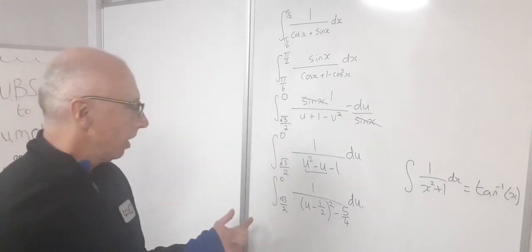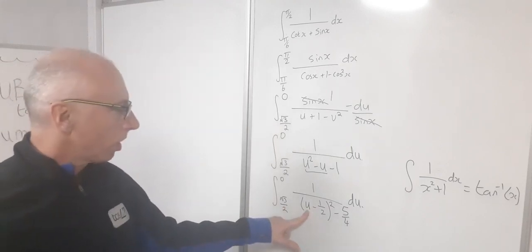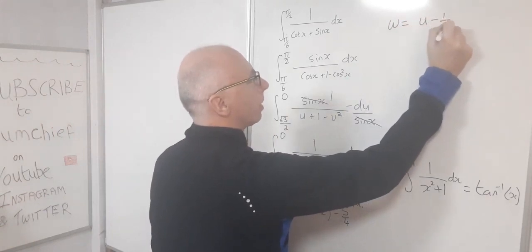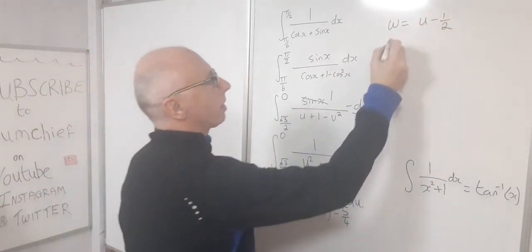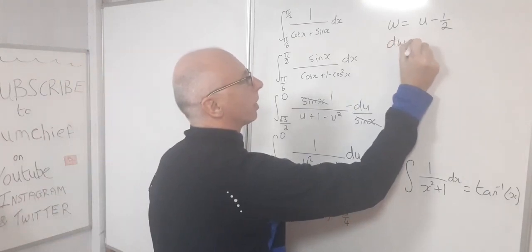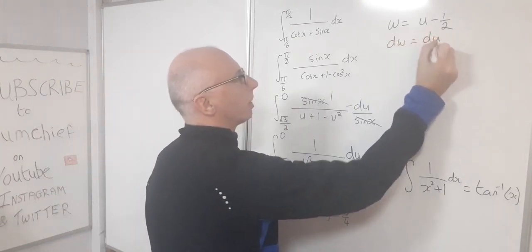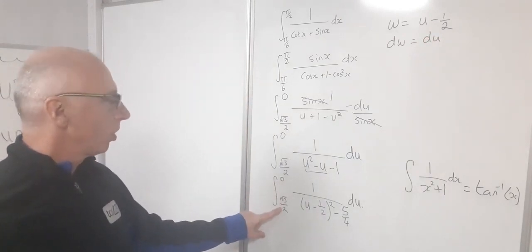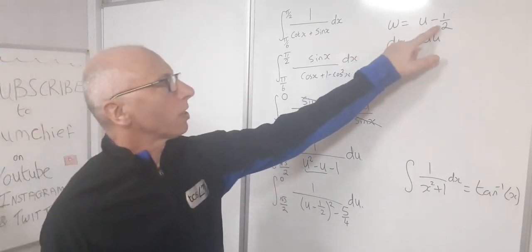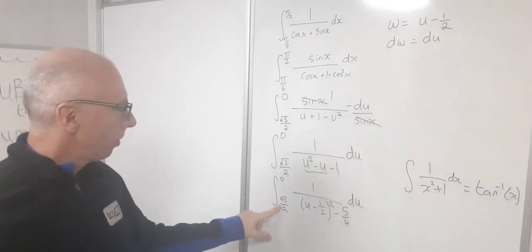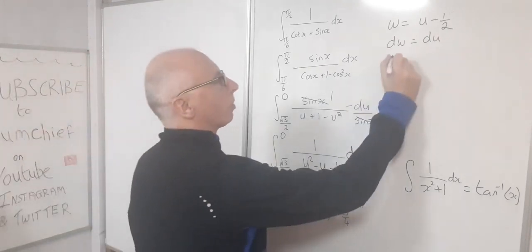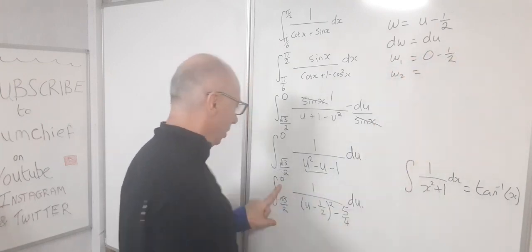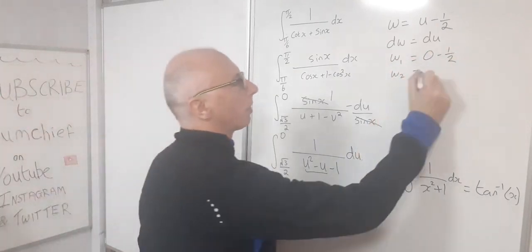So let's find another letter. v I don't like because it looks like a u, so I'm going to go for w. So w equals u minus 1/2. Now this is nice and easy to differentiate. So dw is just du. So that's straightforward. And then our parameters now, we've got 0 and root 3 over 2. So if w equals u minus 1/2, we just need to subtract 1/2 from all of these. So w1 is 0 minus 1/2, and w2 is root 3 over 2 minus 1/2.